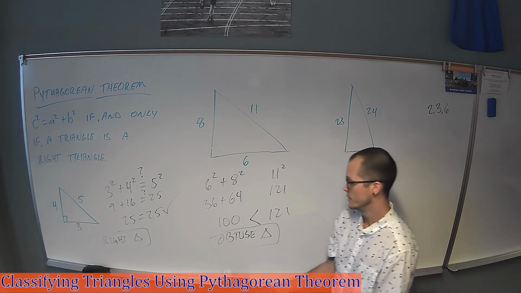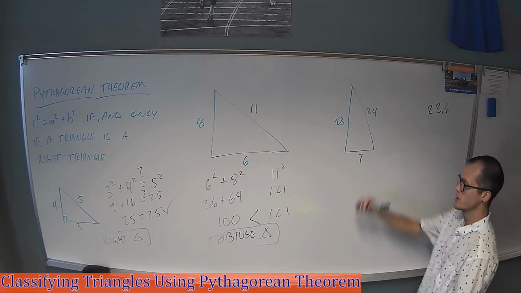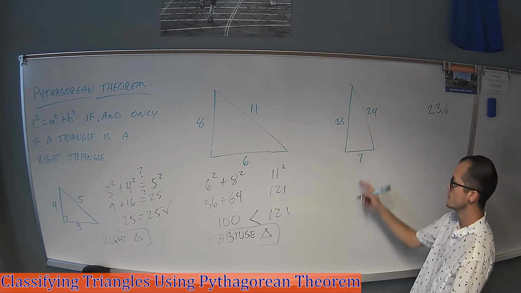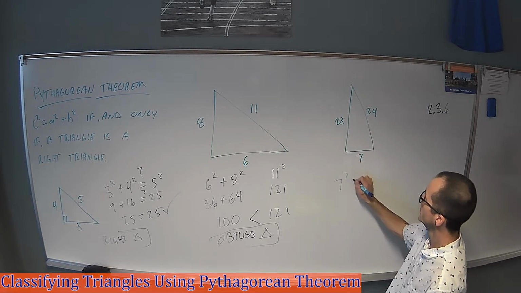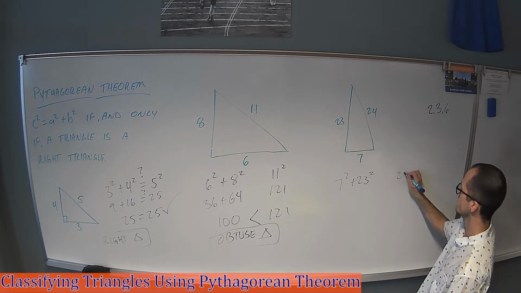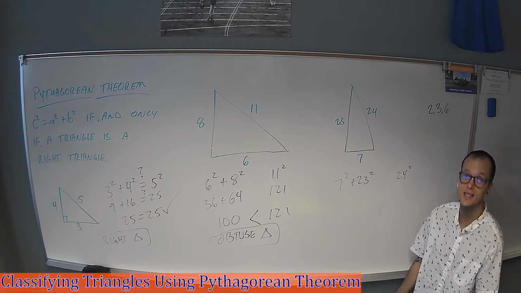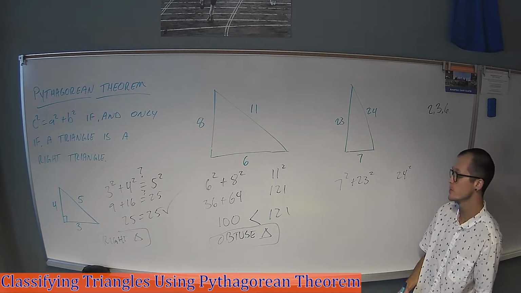Let's look at a third example. We're going to check it the same exact way. We're going to check all of these the same exact way. So 7 squared plus 23 squared has some relationship with 24 squared. I don't know what it is. Could be more, could be less, could be exactly equal. That's what we're here to explore right now.